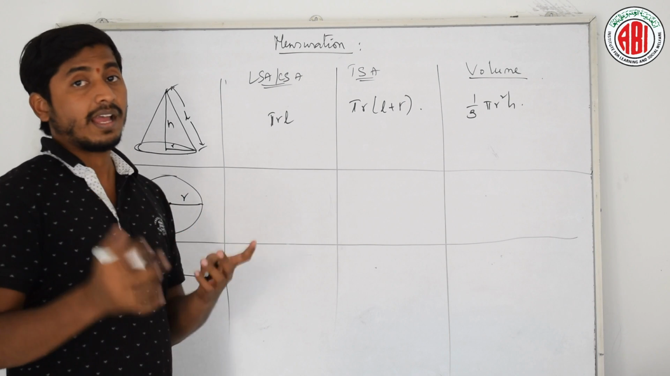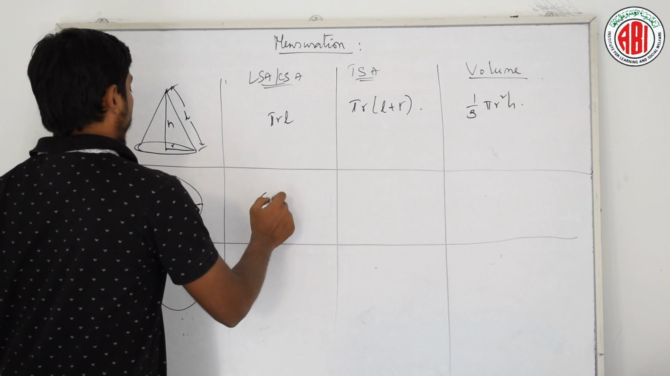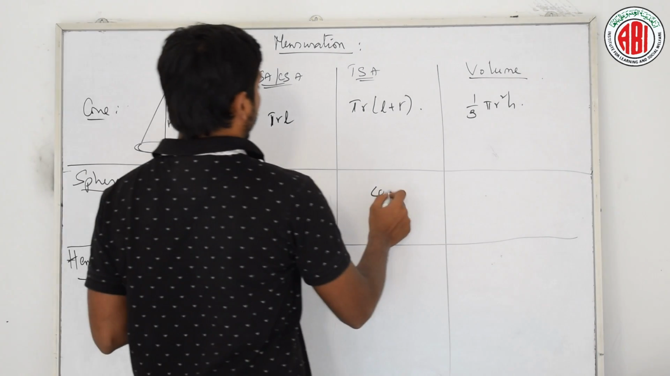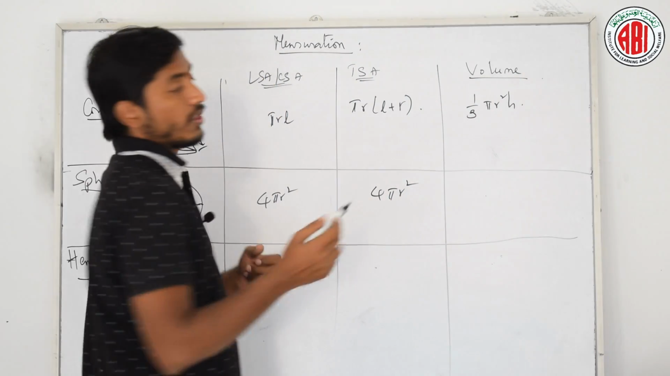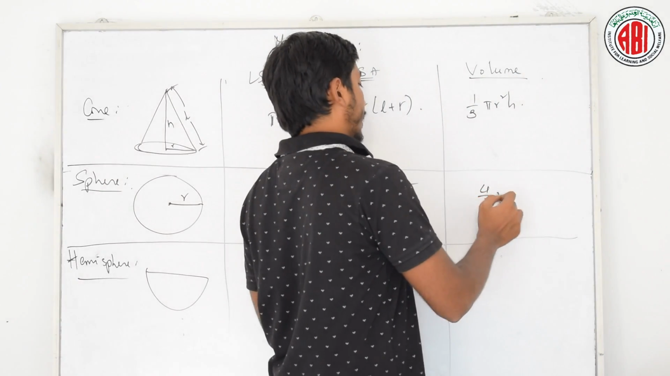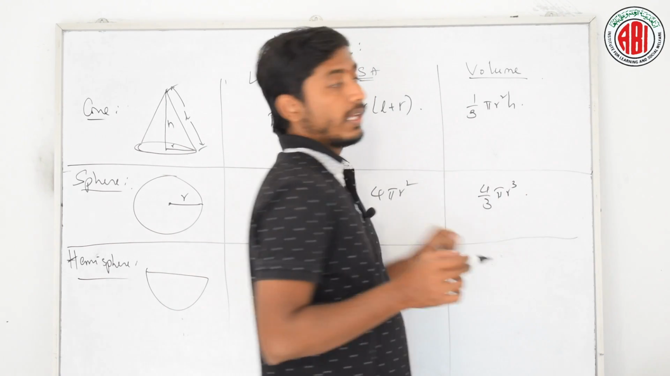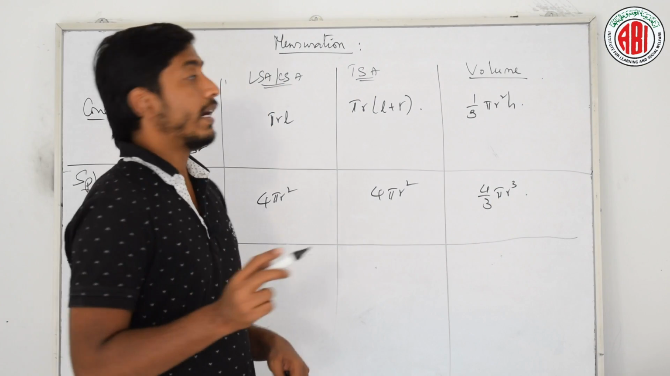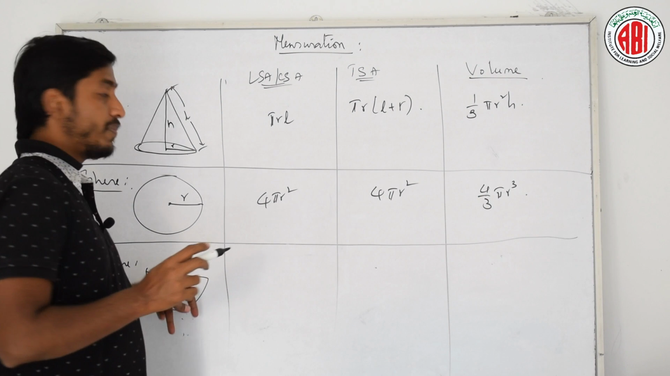That is nothing but 4 pi R square. Here also 4 pi R square. The volume will be 4 by 3 pi R cube. Is it fine? Then let us move on to the next shape, that is hemisphere.